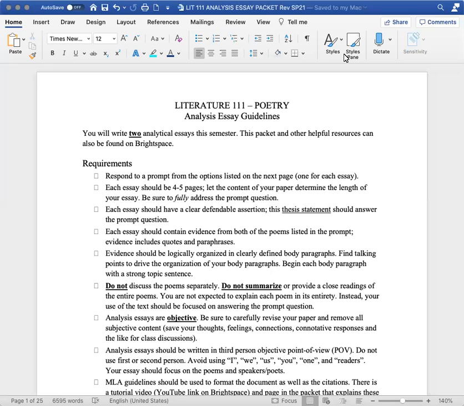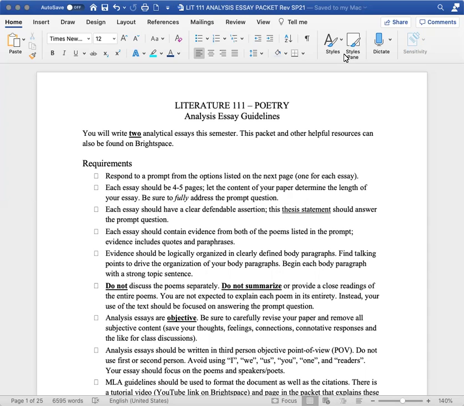Okay, so as promised, I'm going to walk you through the analysis essay packet just to make sure that all of the directions are clear, because I know that there's a lot of things to read in this packet. There's a lot of guidelines and a lot of instructions. So maybe hearing it will help clarify the expectations.